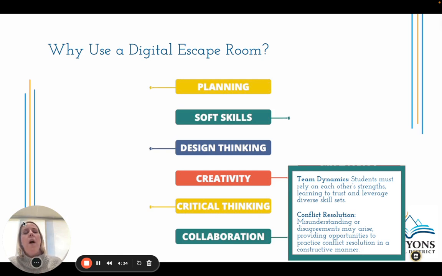And then I already mentioned collaboration under the soft skills, but I actually would recommend when doing a digital escape room, you're not having students doing it on their own, where it really is a team effort where students must rely on each other's strengths, learning to trust and leverage these diverse skill sets. And then some even conflict resolution. Misunderstandings or disagreements may arise, so providing opportunities for them to practice some conflict resolution in a constructive manner.